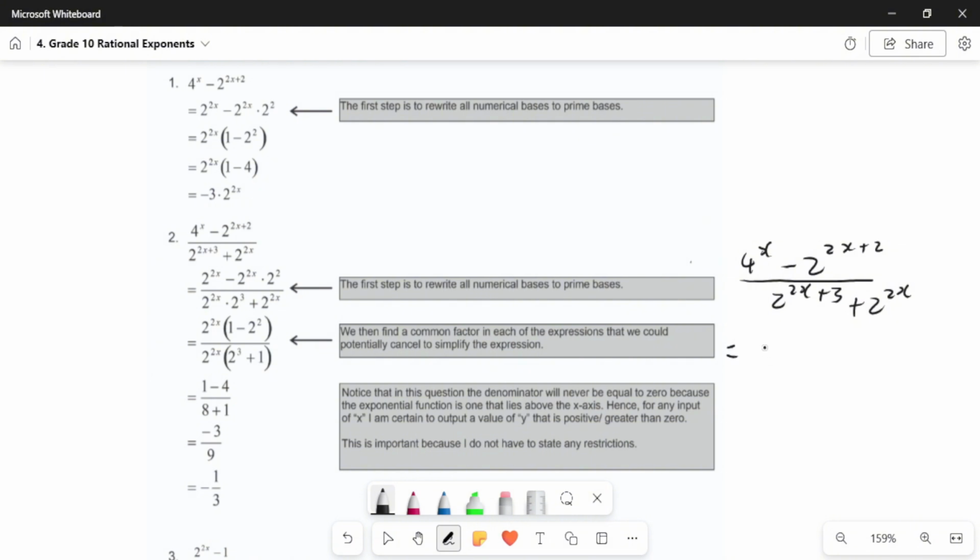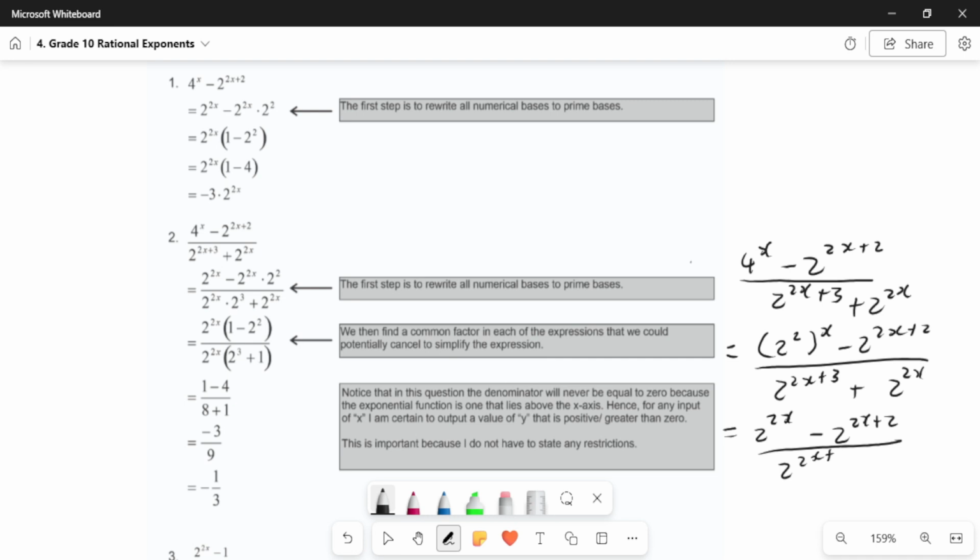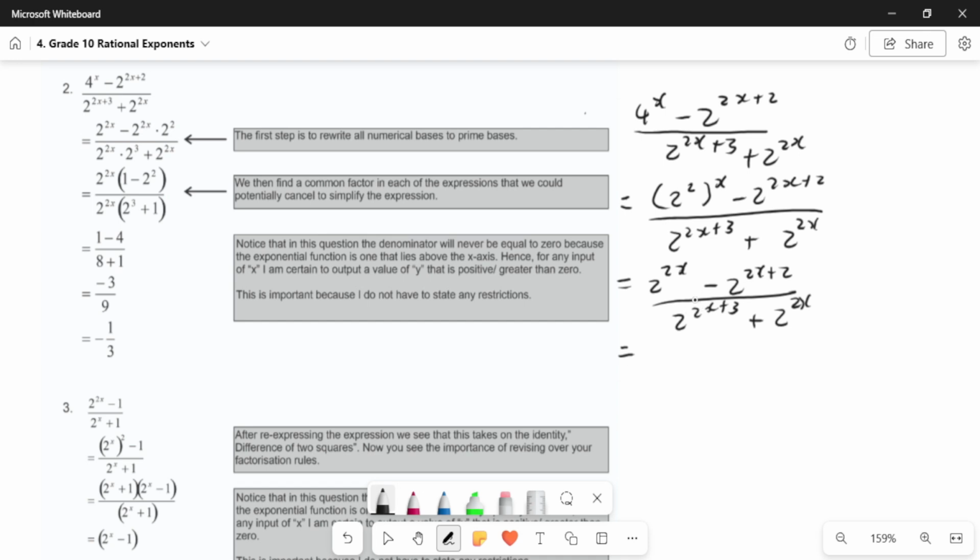But if I solve it systematically as I taught you, the first step is to re-represent. So it'll be 2 to the power 2 raised to the power x minus 2 to the power 2x plus 2 all over 2 to the power 2x plus 3 plus 2 to the power 2x. So now we have 2 to the power 2x, distribute, minus 2 to the power 2x plus 2 all over 2 to the power 2x plus 3 plus 2 to the power 2x. Right. Now, after we distribute, what we must do is separate. So it'll be 2 to the power 2x minus 2 to the power 2x times 2 to the power 2. I did not change the question. I re-expressed it. It'll be times 2 to the power 3 times 2 to the power 2x.